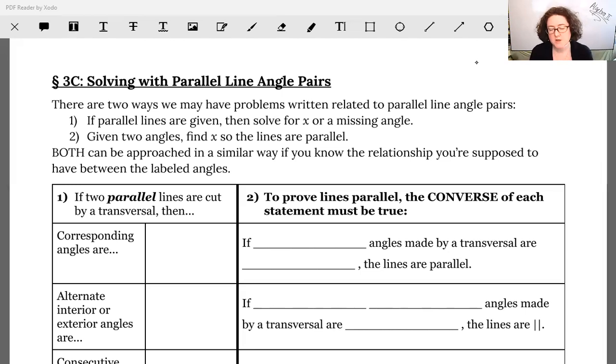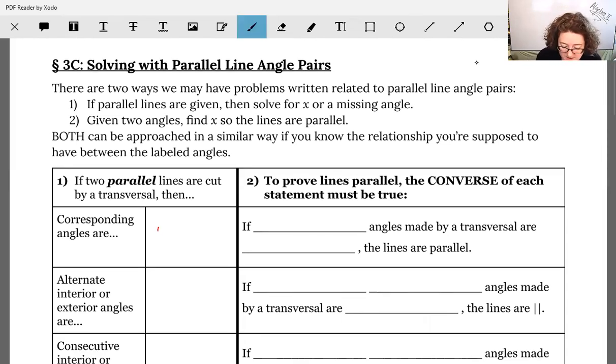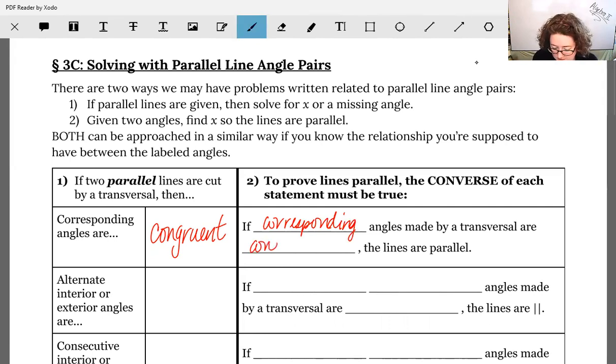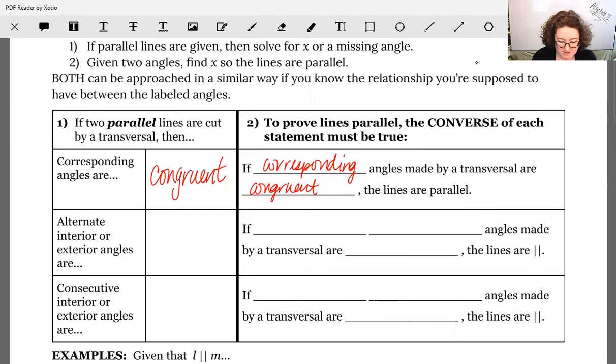So the two ways that we could have these problems listed out is if we're given two parallel lines that are cut by a transversal and they give us corresponding angles, we know they have to be congruent. So if we reverse that, if we do our converse statement, we could say if corresponding angles made by a transversal are congruent, well, then that proves that the lines are parallel. We can do this with our other relationships that we studied during our first parallel line lesson as well. So alternate interior or alternate exterior angles, again, if we already know the lines are parallel, then we know those pairs also have to be congruent.